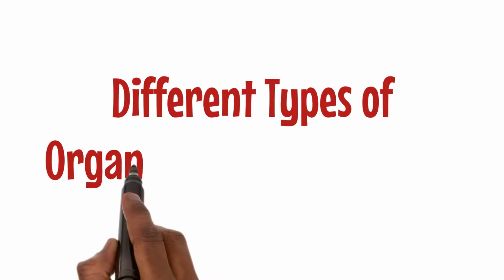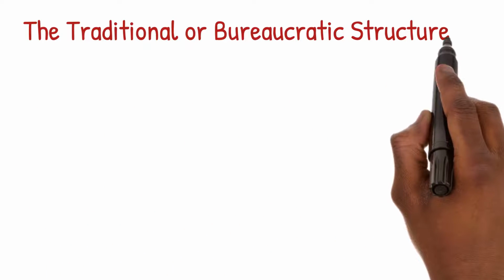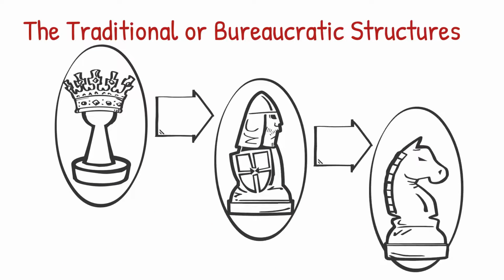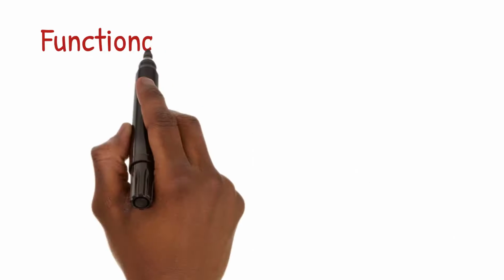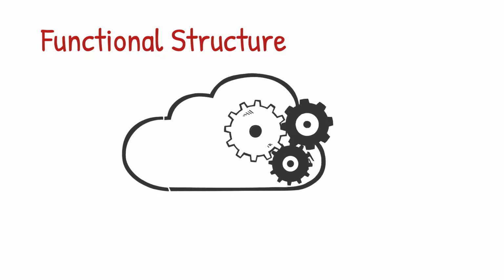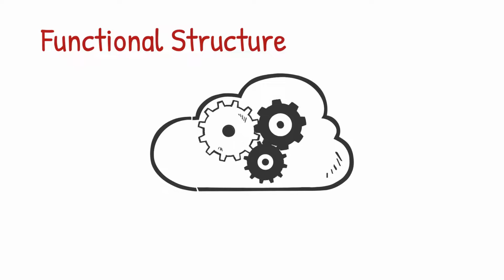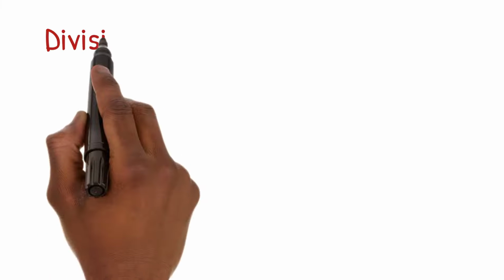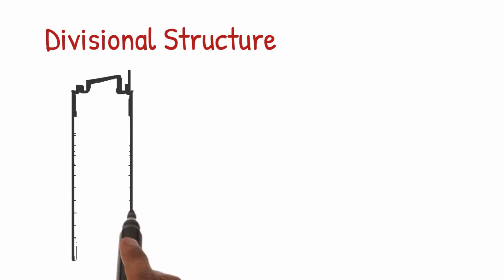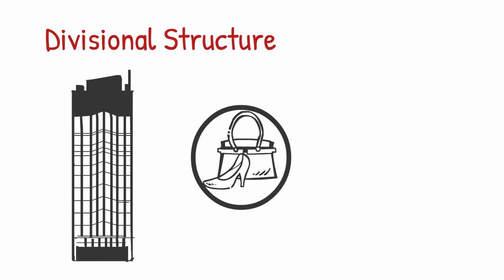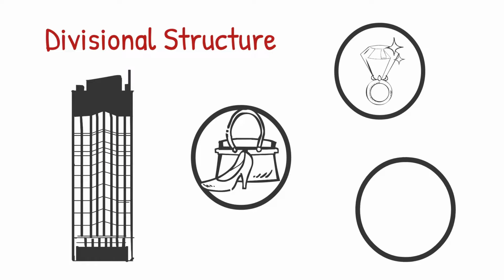Now, there are different types of organizational structures. The traditional or bureaucratic structures are like traditional kingdoms with well-defined departments. We have the functional structure, grouping similar jobs into functions. And the divisional structure, perfect for large organizations with multiple products and markets, where each division operates independently.